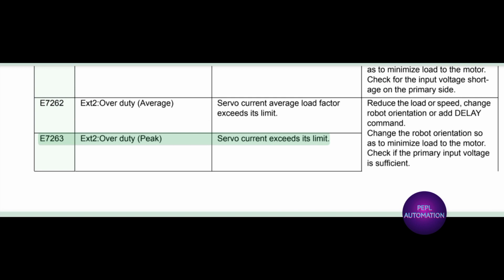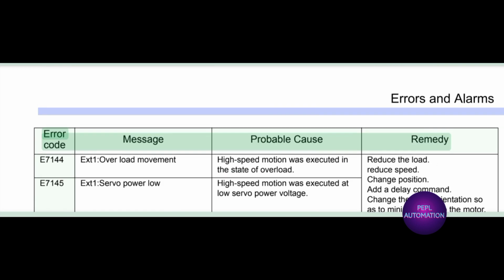E7263X2, over duty, peak, servo current exceeds its limit. Errorcode, message, probable cause, remedy. Errors and alarms.